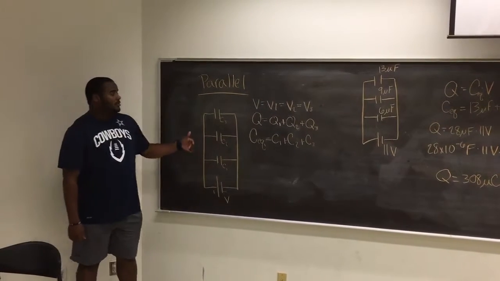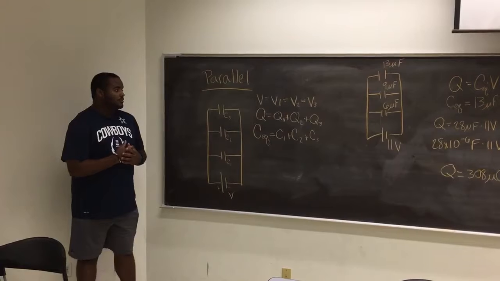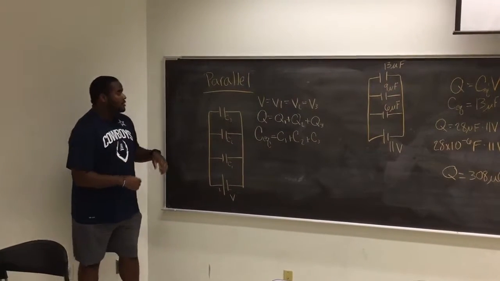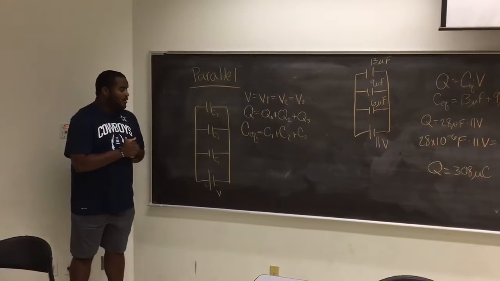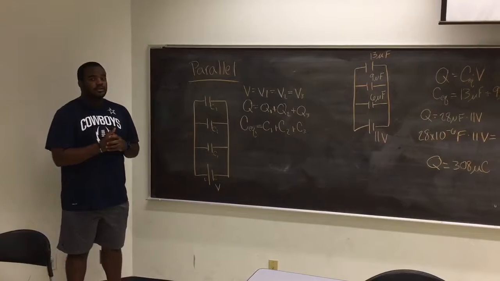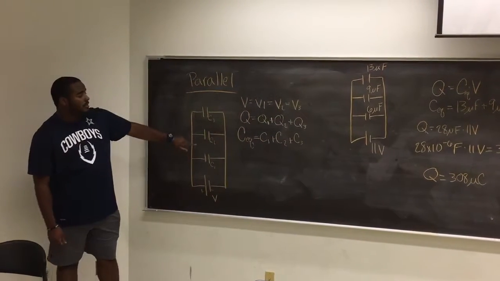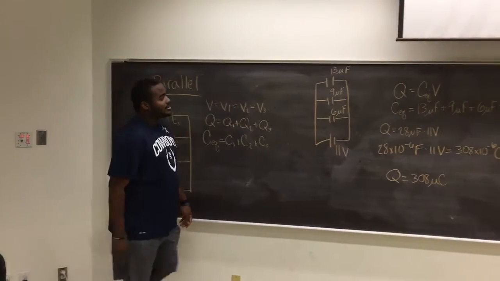Today I'll be talking to you about capacitors in parallel in a circuit. So for parallel capacitors, our voltage across each capacitor will be the same, and our total charge Q would be the charge of each capacitor added together, and our equivalent capacitance, CEQ, would equal C1 plus C2 plus C3, and that will get you your equivalent capacitance.